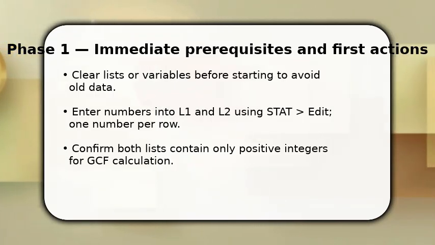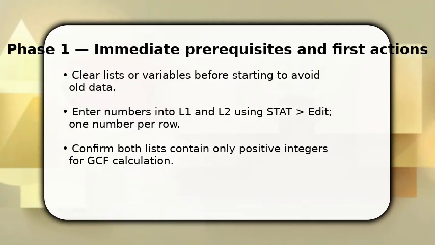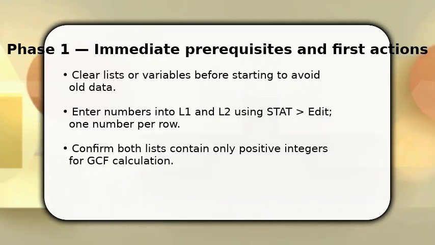Once done, make sure there are no decimals or blanks. GCF uses integer factors, so cleaning data prevents errors. If you need to, use DEL to remove extra rows. Now you're ready to run operations that will isolate common divisors between corresponding entries.